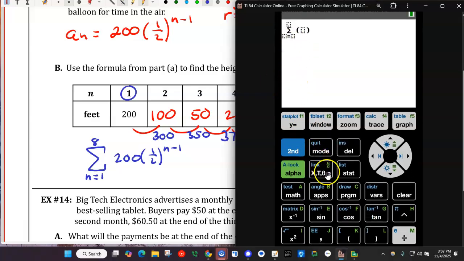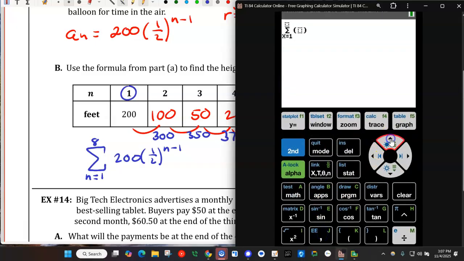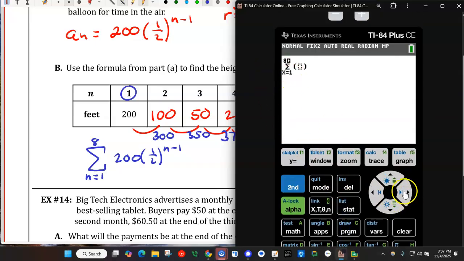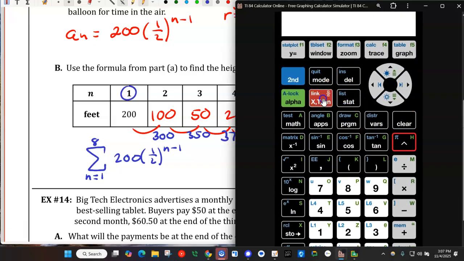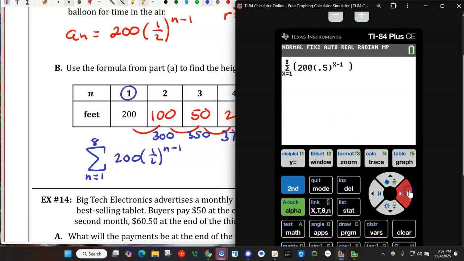And now we just put in the values. You're going to use x instead of n. So put in from x equals 1 to 8. And then our sequence, 200, parentheses, I'm going to use 0.5, just a little bit easier than a half, and to the x minus 1. All right, should look like that. And hit enter.